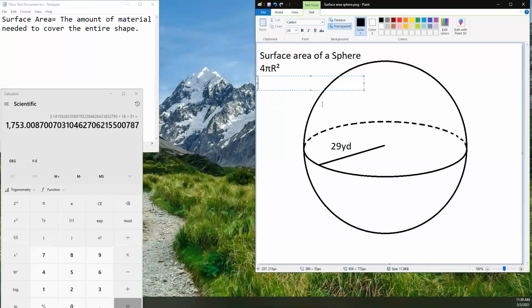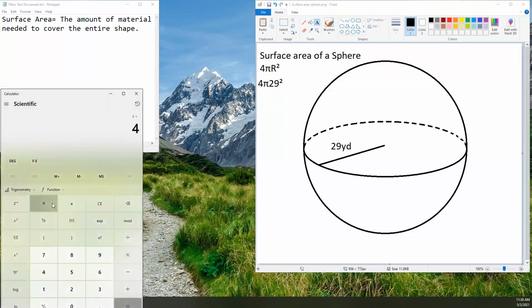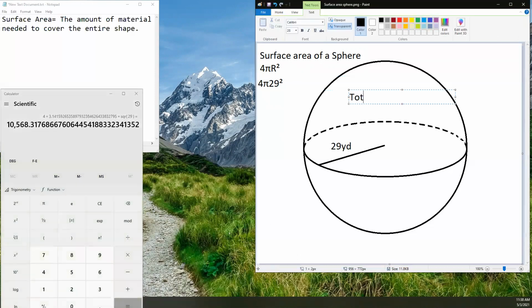Now, in this question, of course, all we need is r. So 4 times pi. Our radius is 29 squared. Plug that into our calculator, and we're done. 4 times pi times 29 squared equals total surface area equals 10,568.32 yards squared.